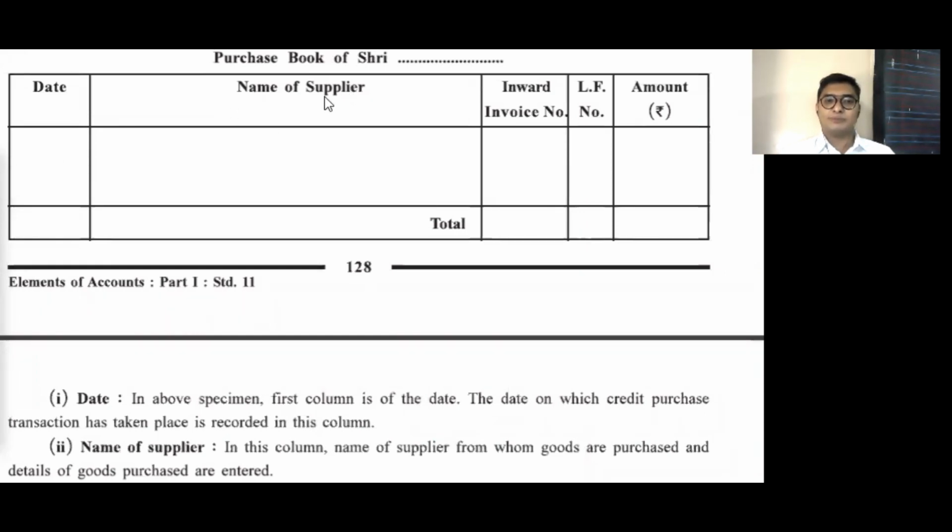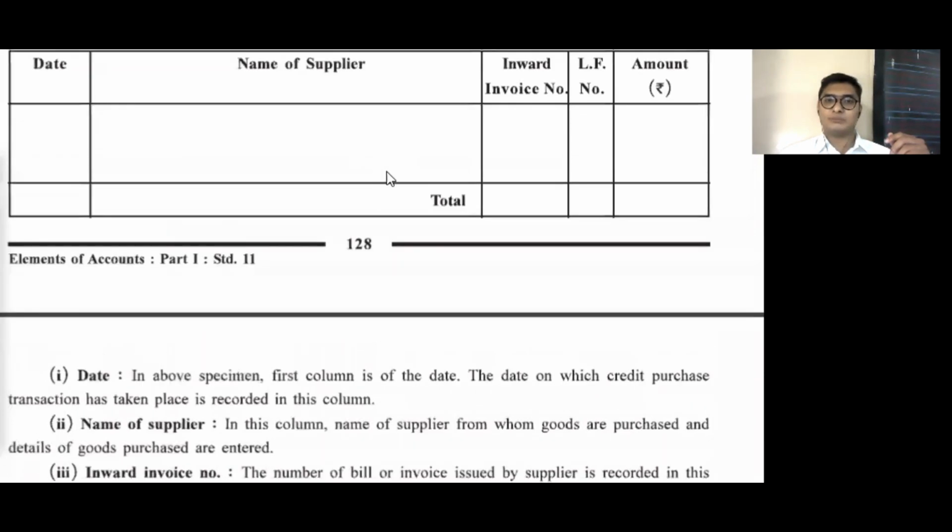Second, name of supplier. In name of supplier, if there is a credit transaction, name of supplier is also there. Supplier means name of trader, name of creditor, name of seller. We purchase the goods, then somebody has sold the goods to us, so name of the seller. Okay, name of supplier we have to write over here.